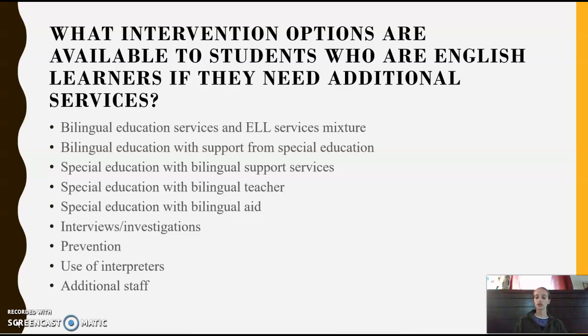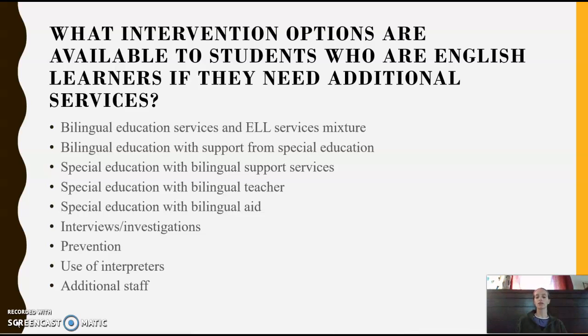We can also do interviews and investigations, so find out about the family and their culture and other teachers that have worked with these students, if there are any other teachers, other schools, kind of find out about the student and how their background is, just like we would with our typical English speaking students. It's important to know where the student's coming from, what type of home the student's coming from, just things about the student that's going to help you determine services.